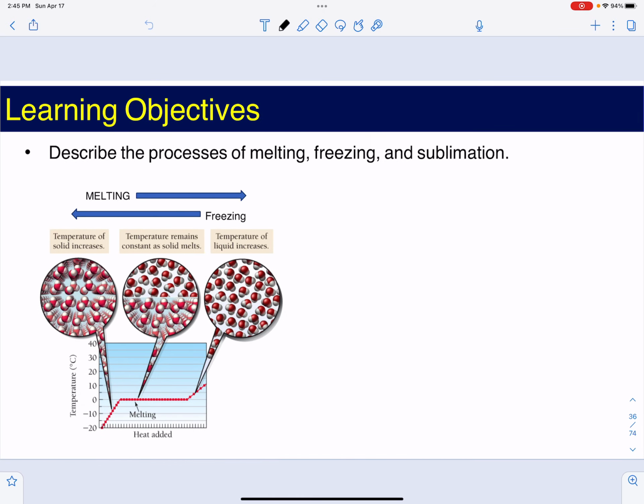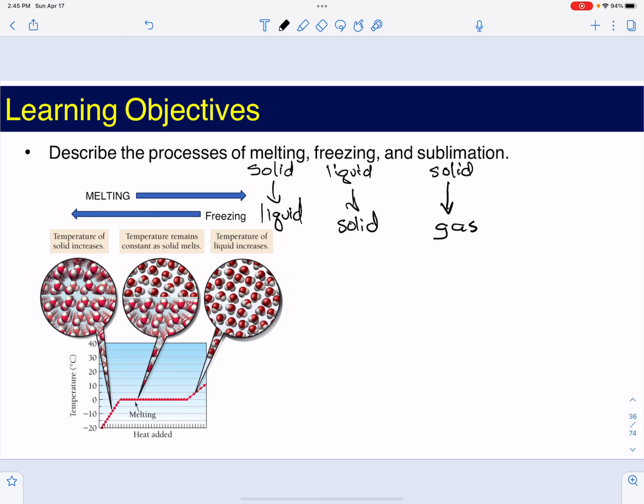So let's begin with this problem. Describe the process of melting, freezing, and sublimation. So let's start with that. Melting is when a solid goes to liquid. Freezing would be when a liquid goes to solid. And sublimation is when a solid goes directly to gas.